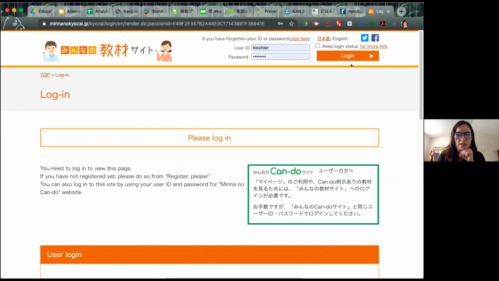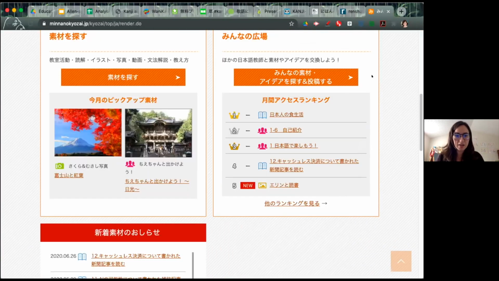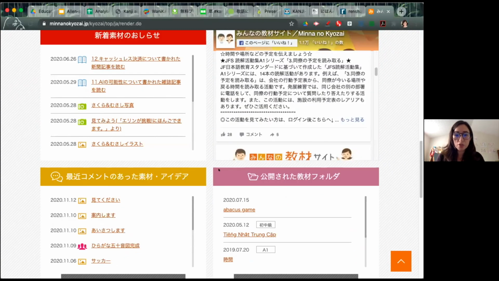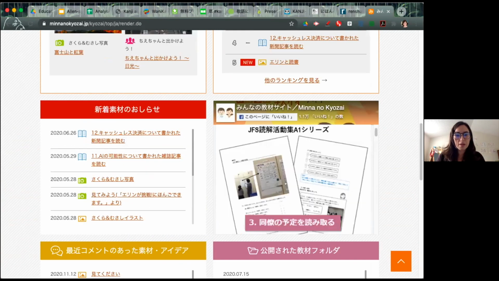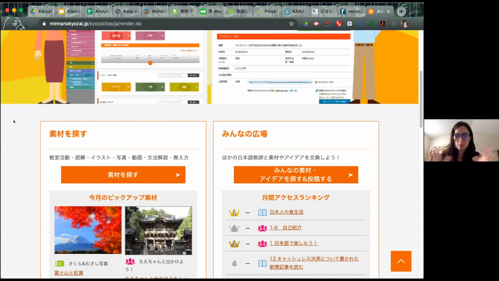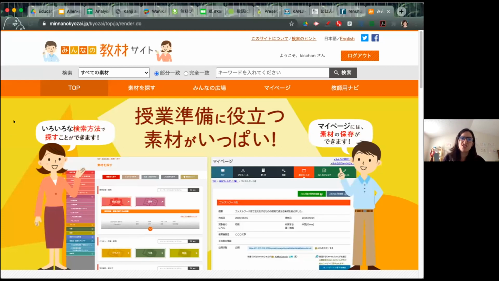The Minna no Kyozai site, man, I created an account on this at least 15 years ago, and it has gotten better and better. The Minna no Kyozai site pulls together a lot of these educational resources, like these websites here that are Japan Foundation resources, plus it pulls together the can-do standards resources and other Japan Foundation research and materials, and it's just really good. Oh, the last update was so good.